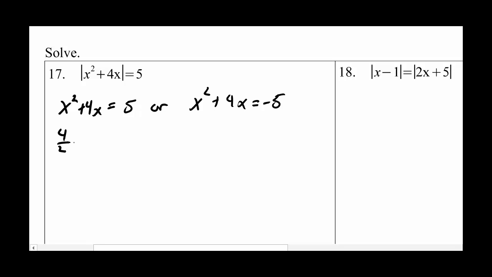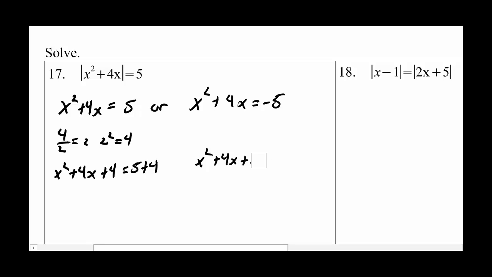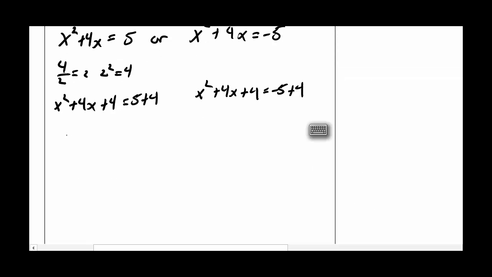Let's do that. So 4 over 2 is 2, and 2 squared is 4. So I get x squared plus 4x plus 4 equals 5 plus 4. And do that same trick over here. Oops, plus 4. It's negative 5 plus 4. Let's see, so on the left side we get x plus 2 squared equals 9, and here we get x plus 2 squared equals negative 1.